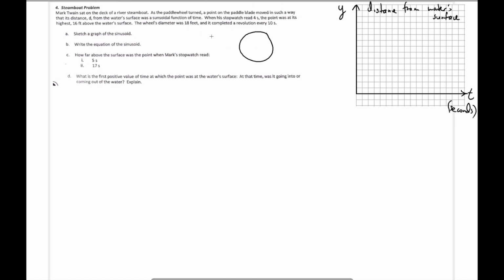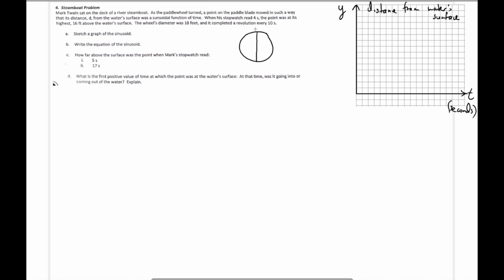So notice it said that the diameter is 18 feet. Okay, so altogether this is going to be 18. So imagine that this is the paddle wheel. All right, this is the paddle blade, exactly. Diameter is 18 feet. However, it says that the point was at its highest 16 feet above the water surface, right? So this paddle blade rises a maximum of 16 feet above the water surface.